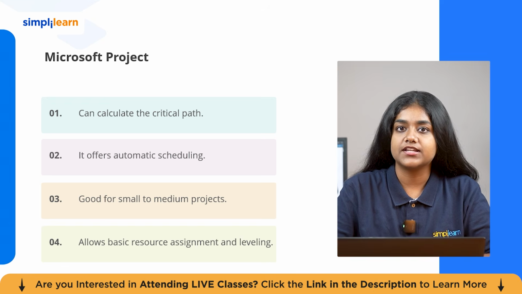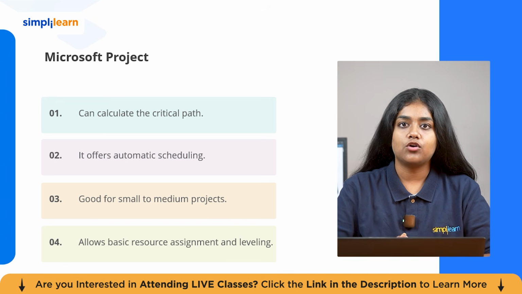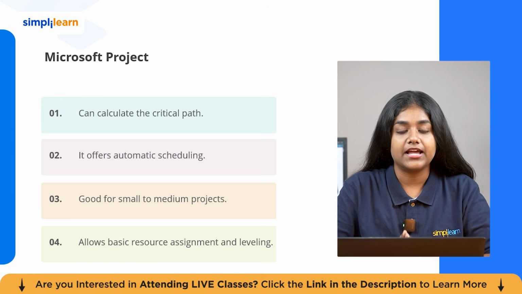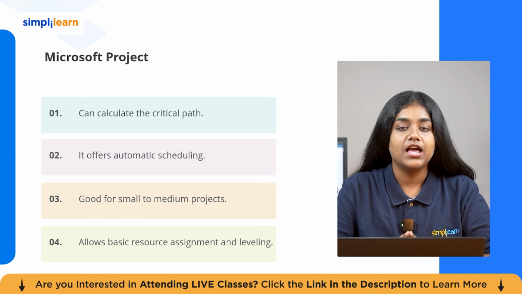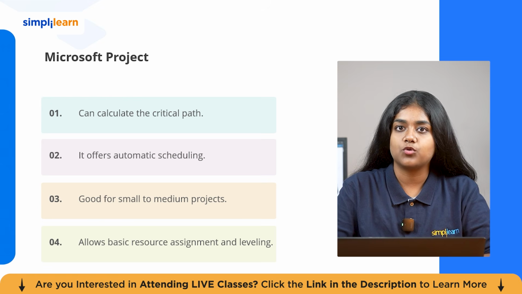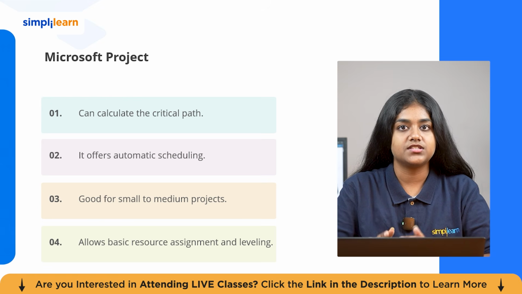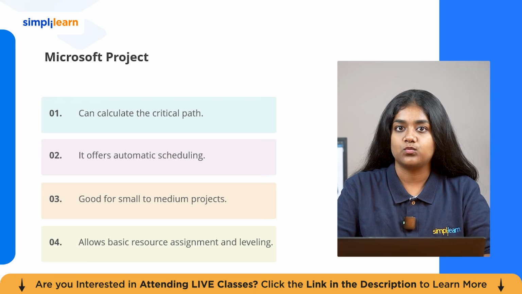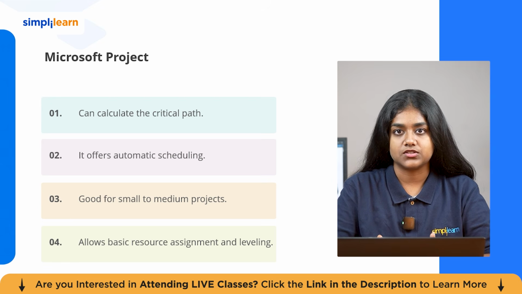Whereas Microsoft Project is in the middle between Excel and enterprise-level scheduling software. It offers automated scheduling with logic-linked activities, basic resource assignment and leveling, critical path calculation, and baseline tracking. It is widely used for small to medium-sized projects across industries such as IT, marketing, and general business operations. Microsoft Project is relatively easy to learn and integrates well with the broader Microsoft Office ecosystem.